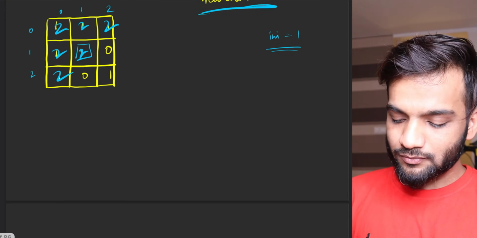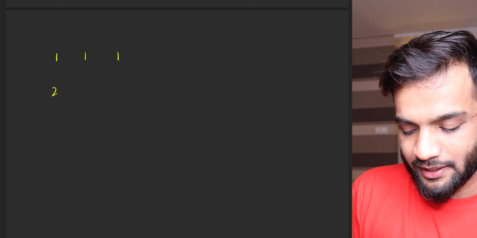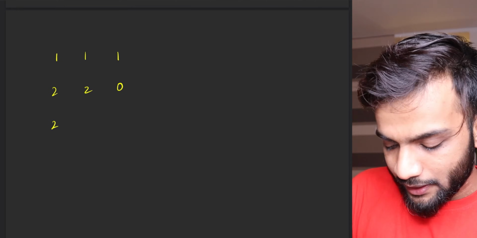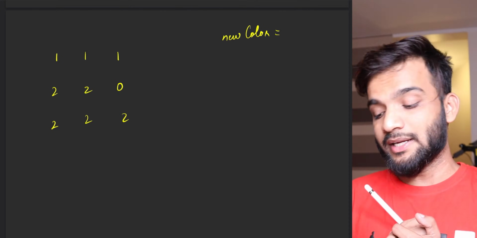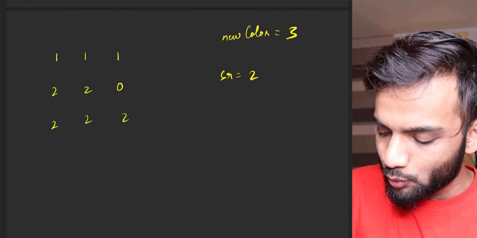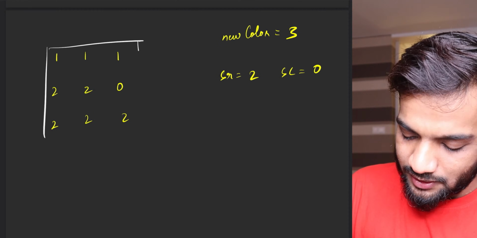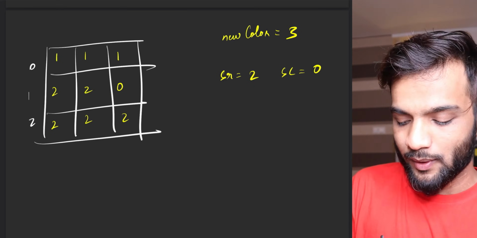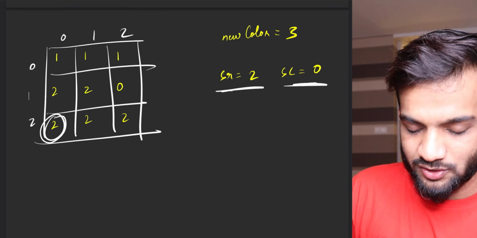So let me give you one more example. So assume you have something like 1, 1, 1, and you had something like 2, and this was 2, this was 0, assume, and this was 2, this was 2, and this was 2. And they said the new color that you have to pick up is 3, okay? And they're saying the starting row to be 2 and the starting column to be 0. Assume that this is the case. So if I draw the matrix, let's draw the matrix. So this is the matrix, right? If I row number them, this will be 0, 1, 2. If I column number them, this will be 0, 1, 2. Starting row 2, starting column 0, which is basically this one, okay?